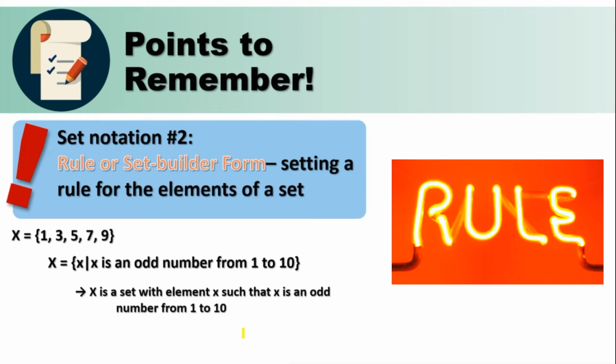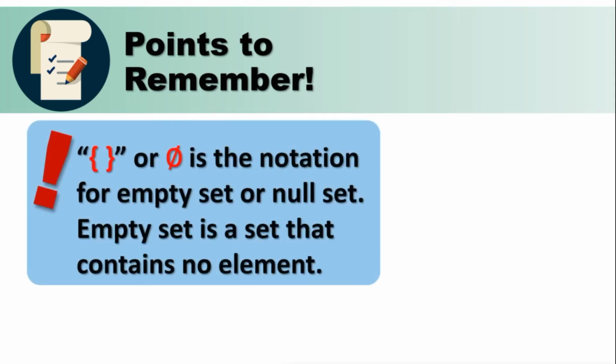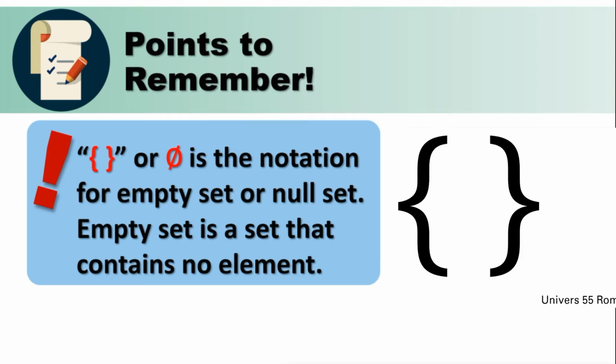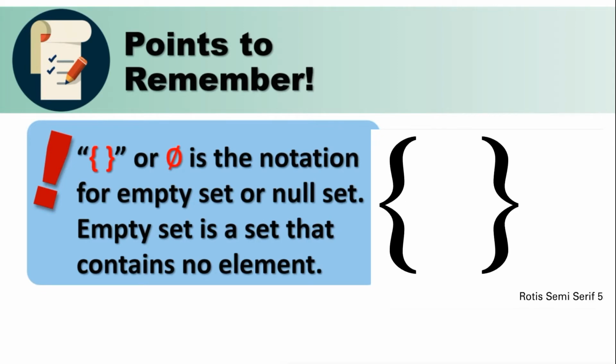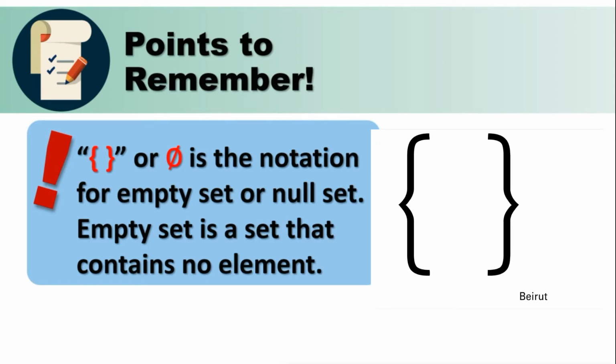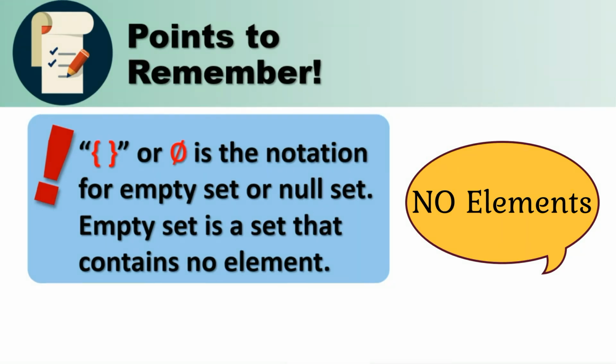This vertical line here is read as "such that." Next, there are cases wherein no elements are found in a set. In this case, open and close braces or the null symbol is used for empty set or null set. Take note, empty set is a set which contains no elements.